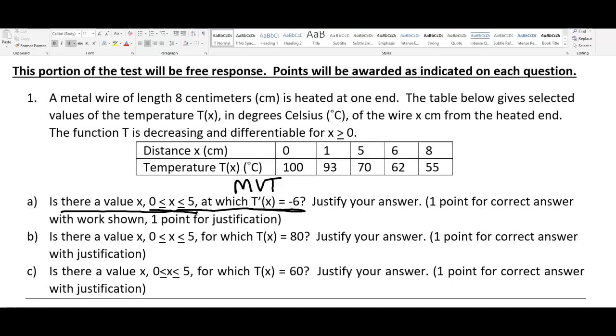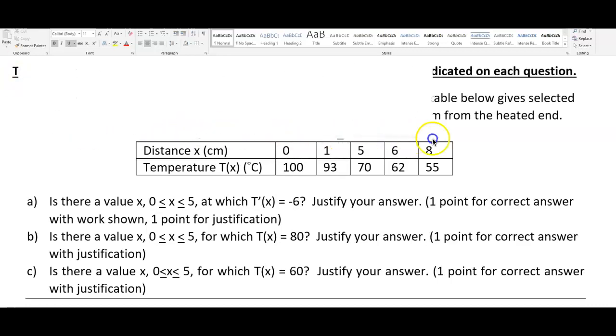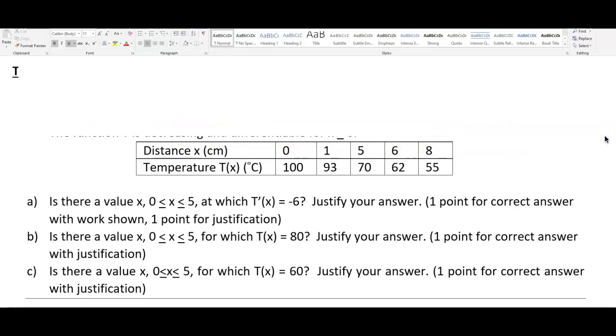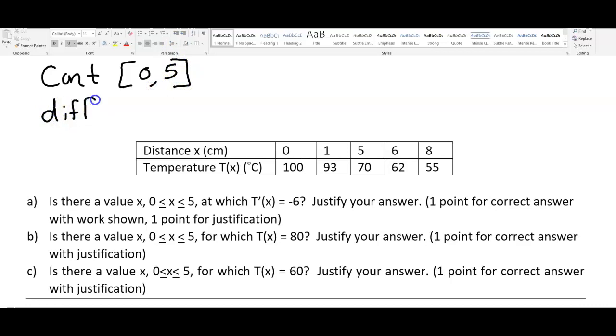Okay? So, what are the requirements for using the MVT? All right. Well, I'll give you a short answer and a long answer. Let's start off with the longer answer. In class, we said the function has to be continuous on the closed interval. Now, for this particular problem, the interval we're looking at is from 0 to 5. And it would also have to be differentiable on the open interval from 0 to 5. And if that's true, then we can do the MVT.